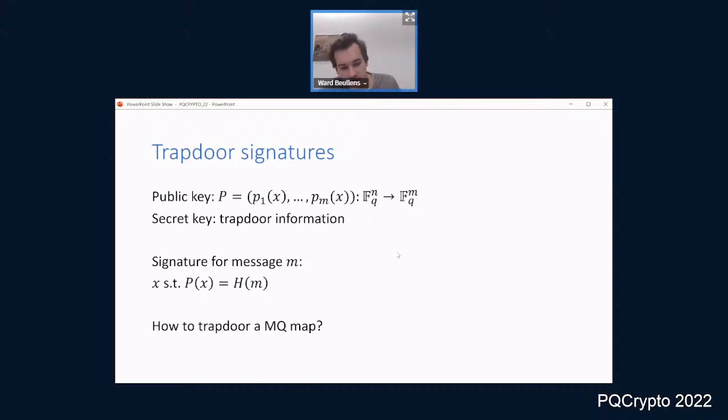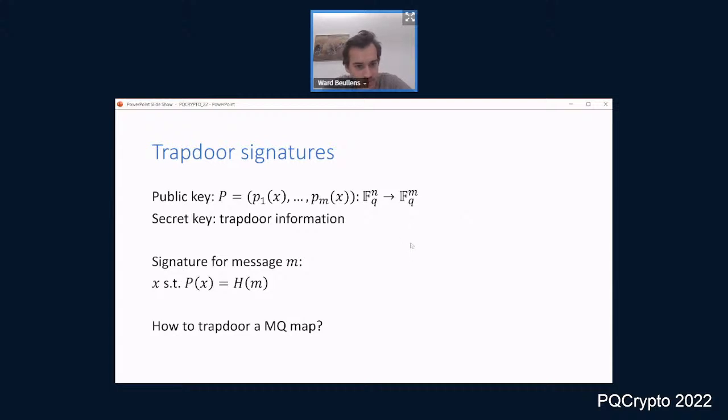Right? Your RSA function is your trapdoor function. The secret key is like your factorization of your RSA modulus, and this allows you to sample preimages, and then you can sign. Right? So here's exactly the same thing, except instead of this exponentiation modulo your RSA modulus, you have this multivariate map P.